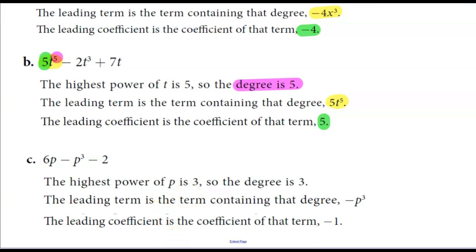Next, the highest power of this polynomial is 3. So therefore the degree is 3. The leading term is the term containing that degree. So this is the entire term. So therefore that term is -p to the 3rd power. And then the leading coefficient is the coefficient of that term, meaning the number that's in front of that variable, which is -1, and therefore that is the leading coefficient.